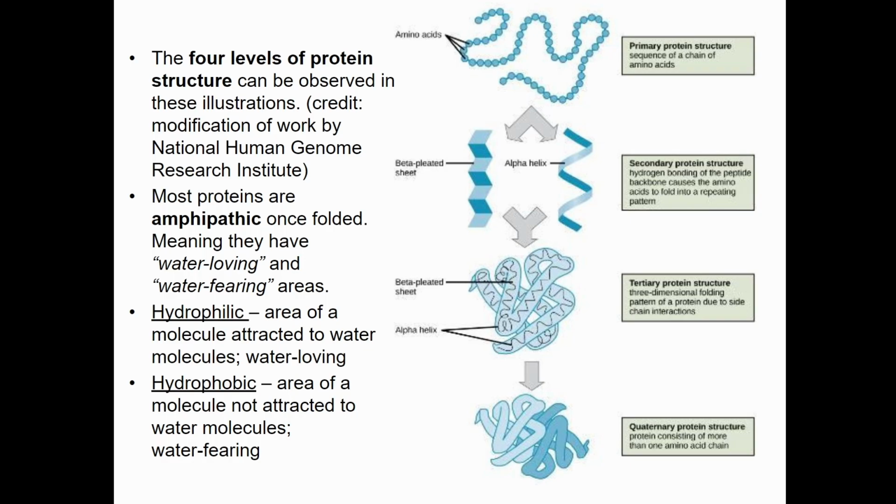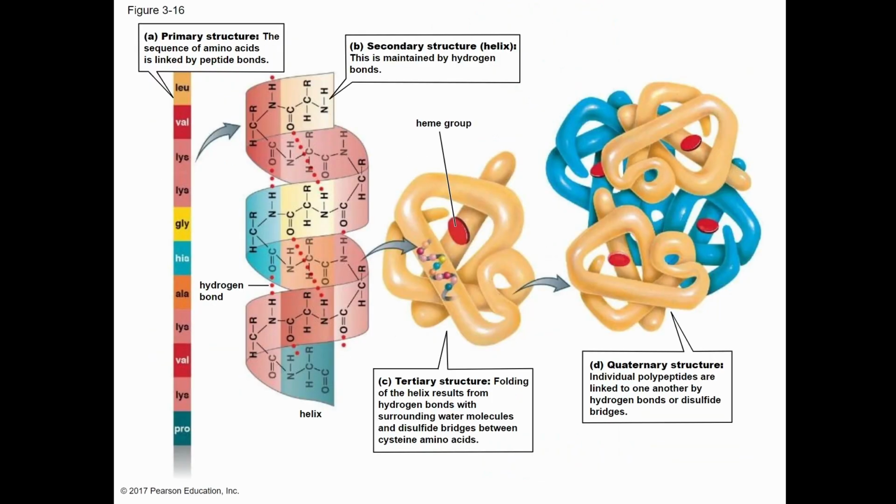These four levels of protein structure can be observed in these illustrations, but it's also important to note that especially at the tertiary and quaternary level, we have a lot of hydrophilic and hydrophobic interactions dictating how the protein looks. Some amino acid R groups are more hydrophilic and others are more hydrophobic, and they like to stay away from each other, or the hydrophobic regions like to be in the center of a particular protein, and these interactions can make proteins amphipathic, meaning once they're folded, they have areas that are water-loving and areas that are water-fearing.